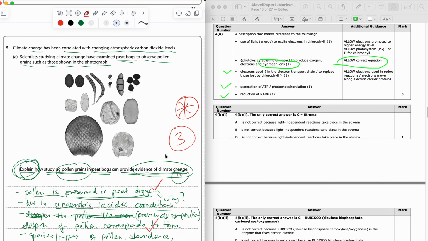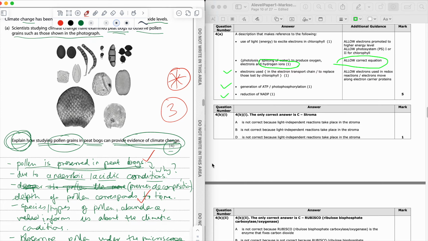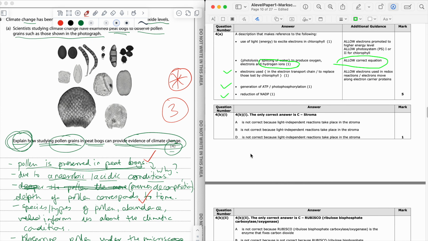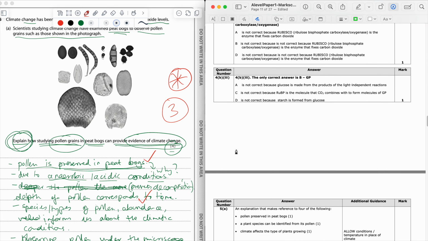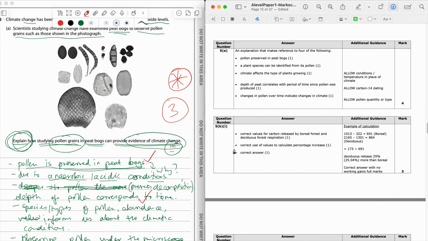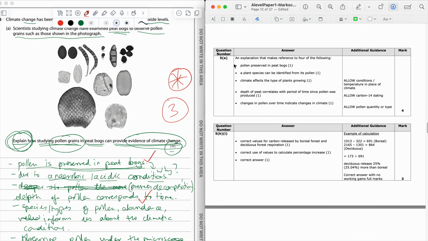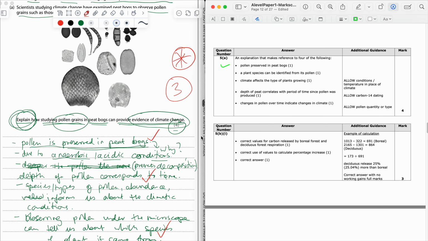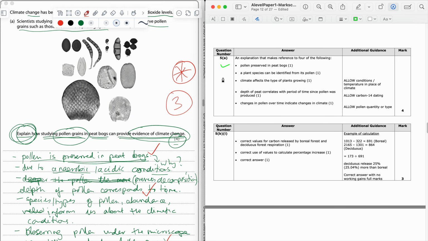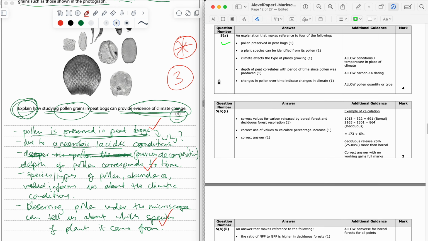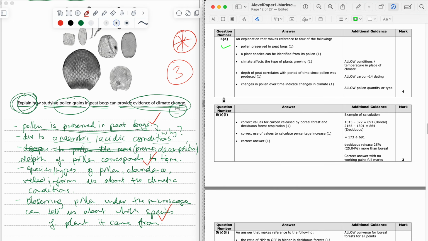Okay, let's keep going. Right, next one. Peat bogs. I like this question, but I did lose a mark on it, so 5A. Pollen preserved in peat bogs. I believe I got that one. Plant species can be identified from its pollen. I think I must have got that one too, towards the end. Observing the pollen can tell you what species it is. Okay, that's fine. So I think I got that one.